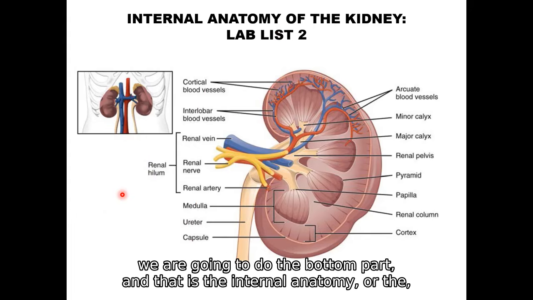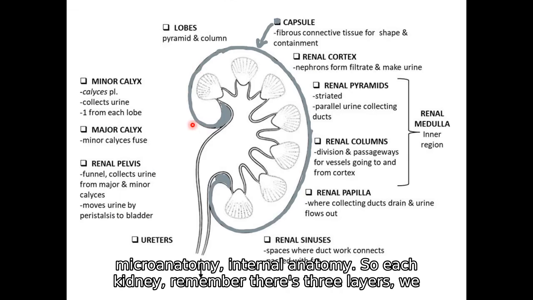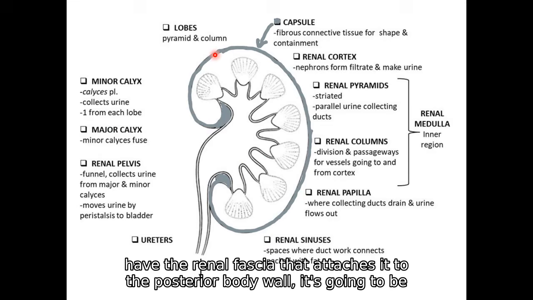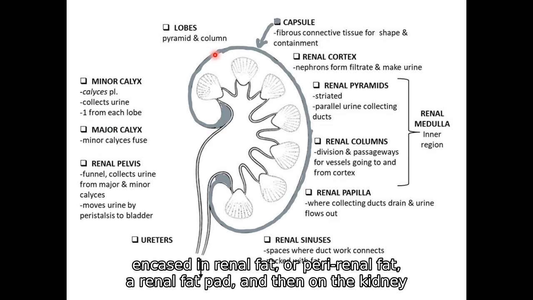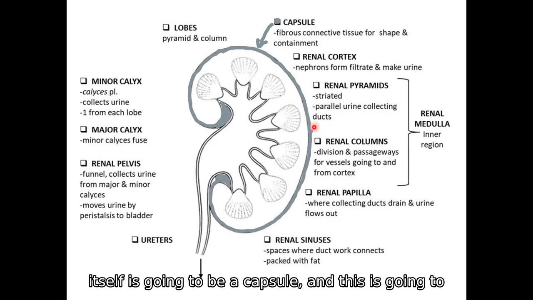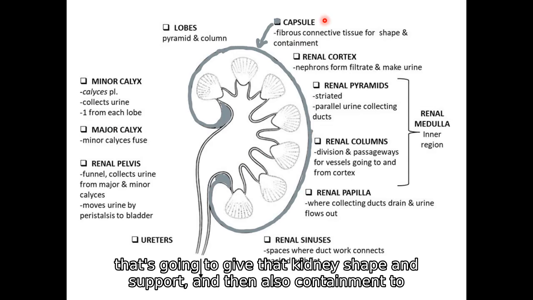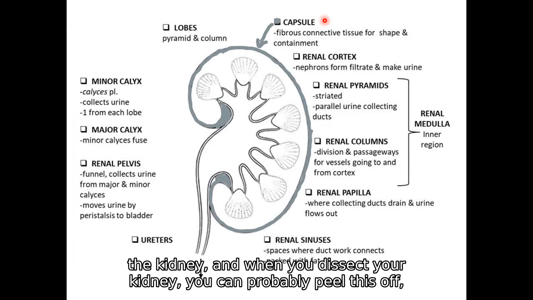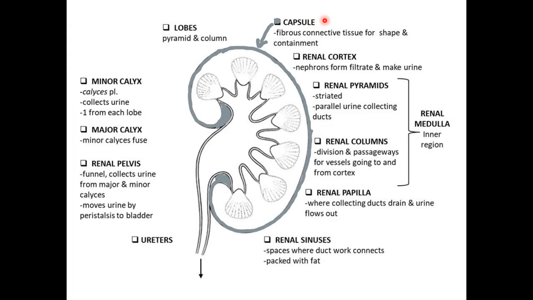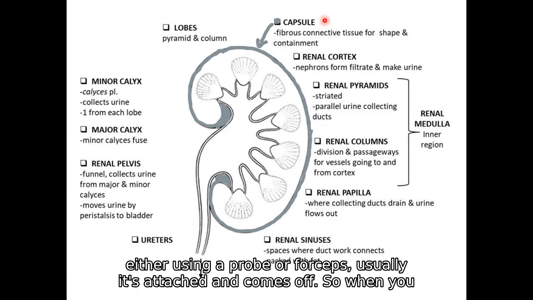All right, so now we are going to do the bottom part, and that is the internal anatomy. So each kidney, remember there's 3 layers. We have the renal fascia that attaches it to the posterior body wall. It's going to be encased in renal fat, or perirenal fat, a renal fat pad. And then on the kidney itself is going to be a capsule. This is going to be fibrous connective tissue that gives the kidney shape and support, and also containment. And when you dissect your kidney, you can probably peel this off, either using a probe or forceps.